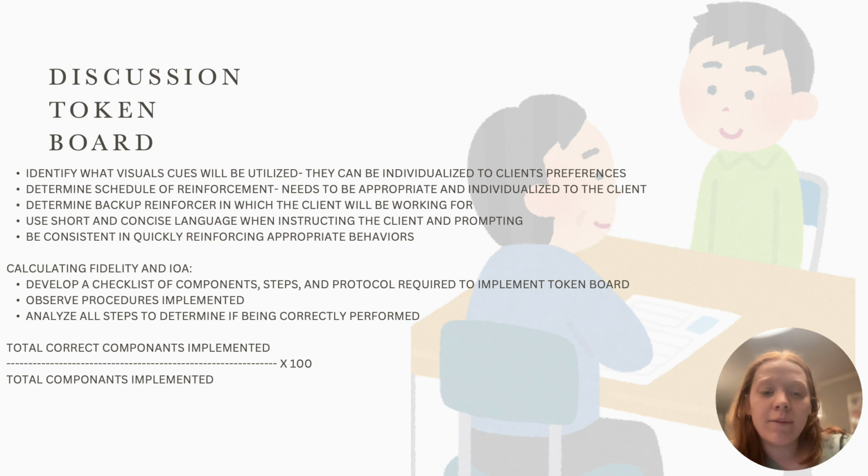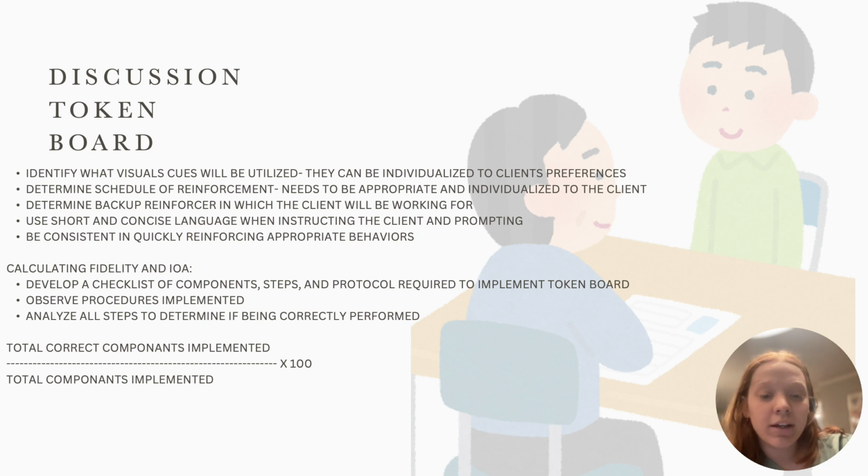We want to identify what visual cues will be utilized, and these can be individualized to the client's preference. This includes stickers, stars. My client is currently working with a token board with his favorite cartoon characters located on it. We want to determine a schedule of reinforcement, and this needs to be appropriate and individualized to the client. We need to determine backup reinforcers for which the client will be working. Currently, my client works for cars and trains. However, this may change, which is why a preference assessment is always important.